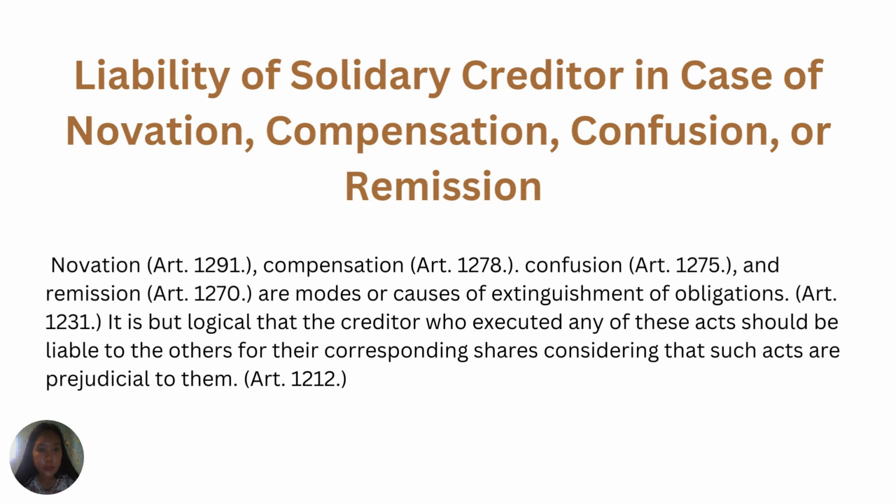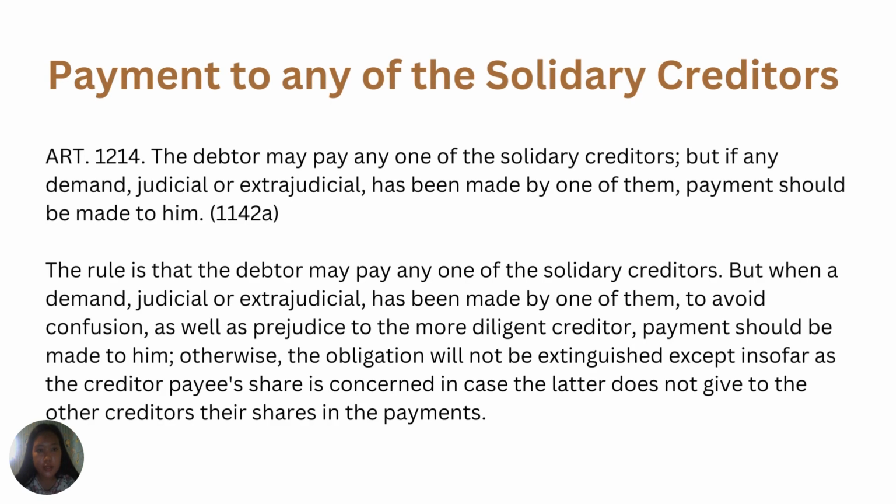So before we proceed here, I will give you an example in this payment to any of the solidary creditors. For example, A is liable to pay B and C, solidary creditors, 10,000. In this case, A may pay either B or C. But if a demand, judicial or extrajudicial, is made by B, payment should be made to B. If A nevertheless paid C 10,000 pesos, B is still entitled to his share from A in case C does not turn over to B the latter's share.